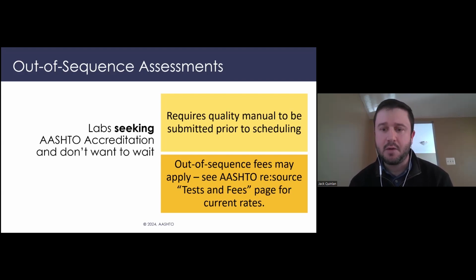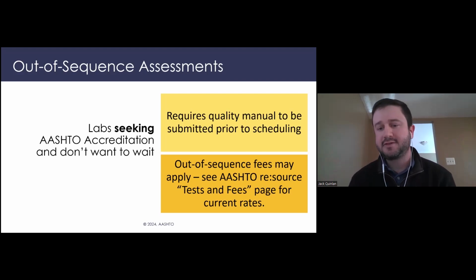These assessments also come with out-of-sequence fees. These are subject to change, and as I mentioned before, you can always find our current fees on the test and fees page on our website. So the reason for the fees for out-of-sequence assessments is we're pulling an assessor away from an in-sequence location, which is going to slow down our progress there and inflate our intervals. And then it's also just less cost-effective for us to send a single assessor out to fly them out somewhere for like 2 days, as opposed to flying them somewhere where they're going to spend 2 or 3 weeks working.